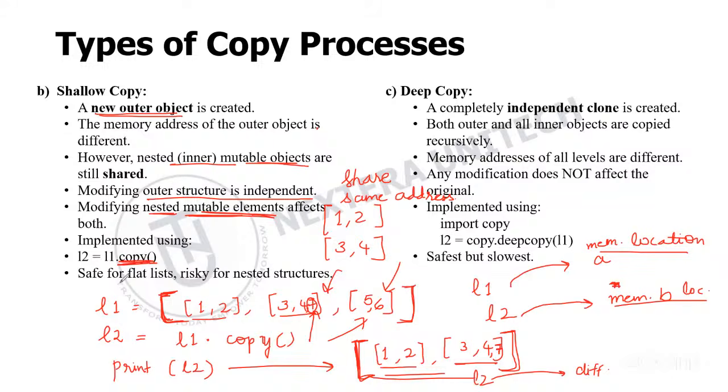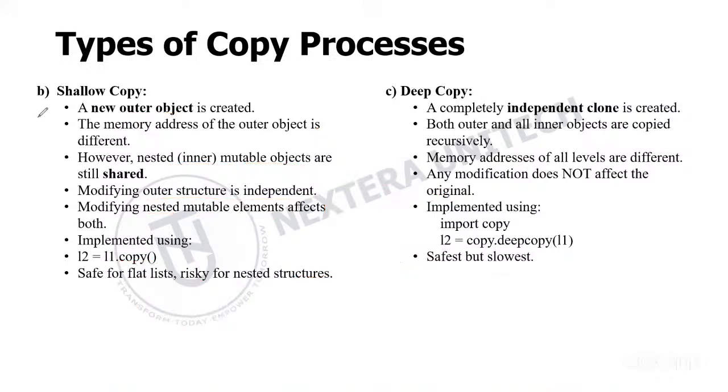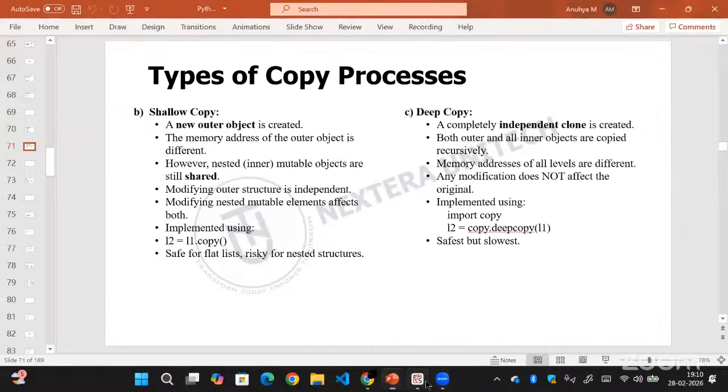So shallow copy is used for flat lists, as the outer list will point to different memory locations. It is safe for flat lists, but it is risky for nested structures because the inner or nested lists will share the memory locations. That is why it is a little risky. Now let's look at the code.